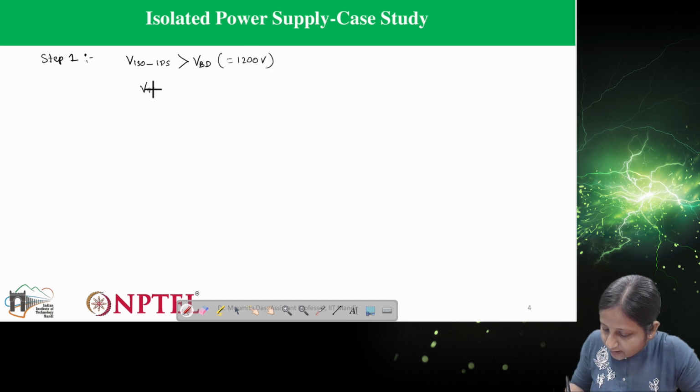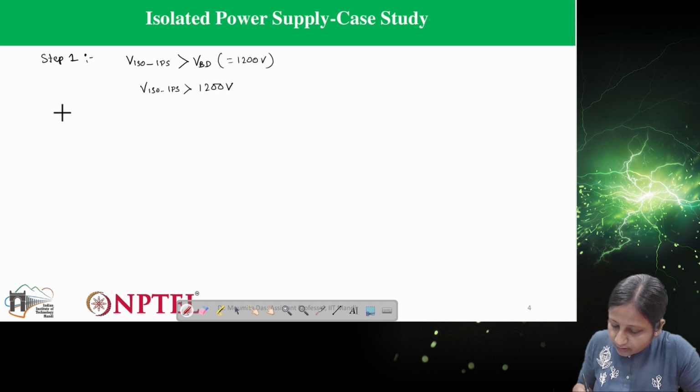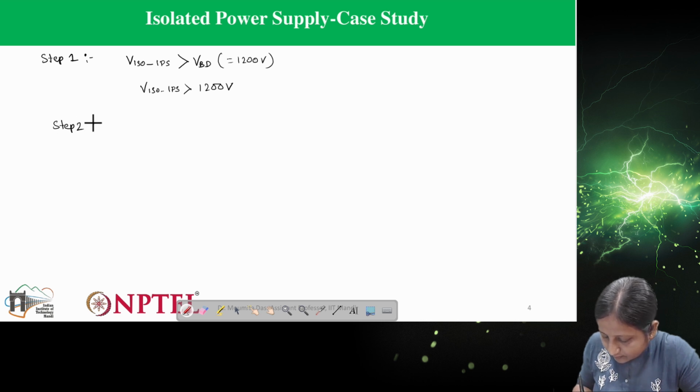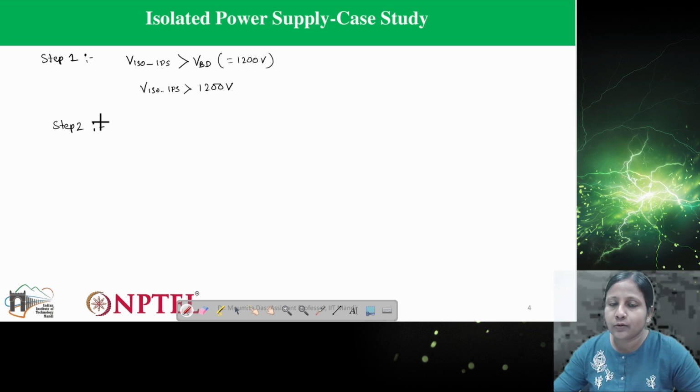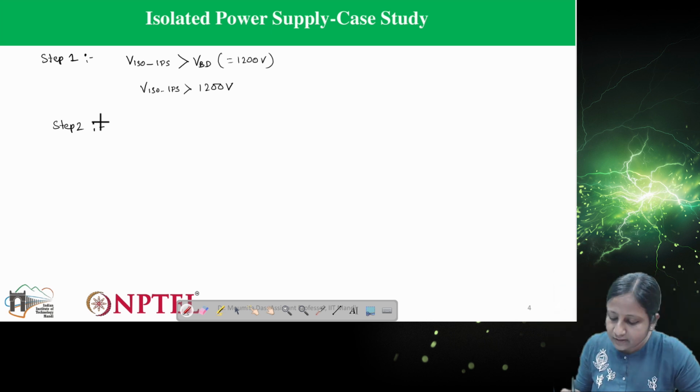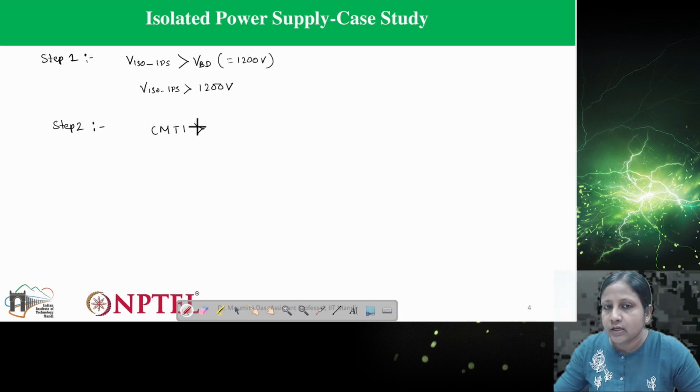So V isolation should be greater than 1200 volts. Now step 2, similarly we have to see what will be CMTI. CMTI is the same as the previous component. So CMTI should be more than the maximum value of dv/dt, either in on or off condition.